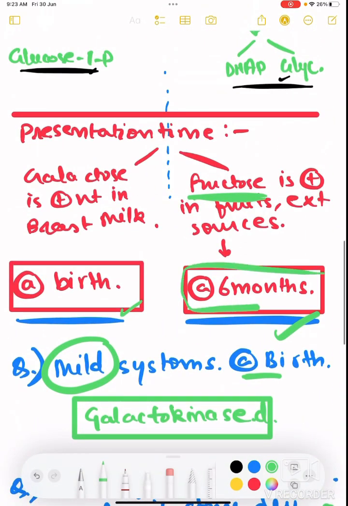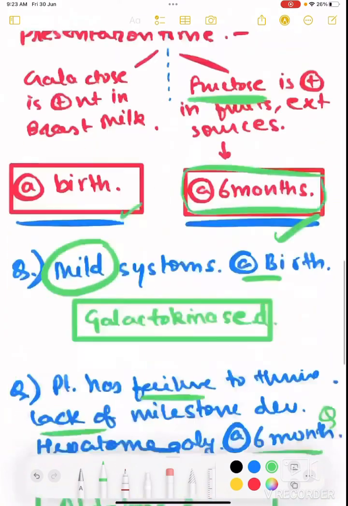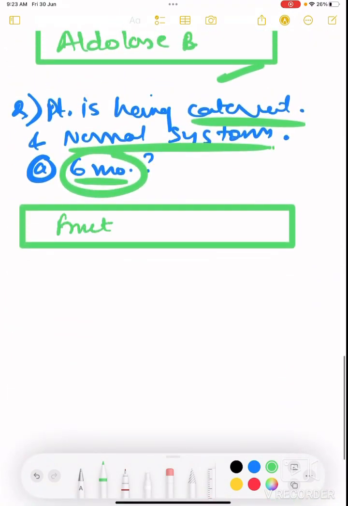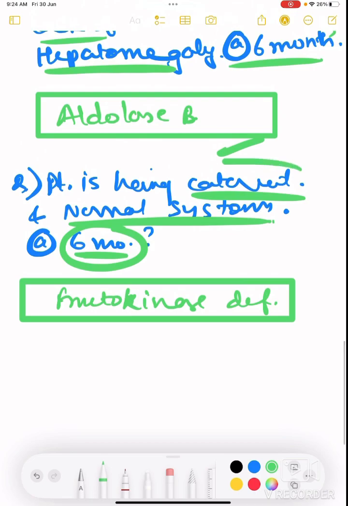What occurs at 6 months of age? Fructose metabolism disorder, which means galactokinase will not be the answer. The answer will be fructokinase. So the answer will be fructokinase deficiency. This is an arbitrary question I have made. Generally in fructokinase deficiency, cataract will not be present, right?